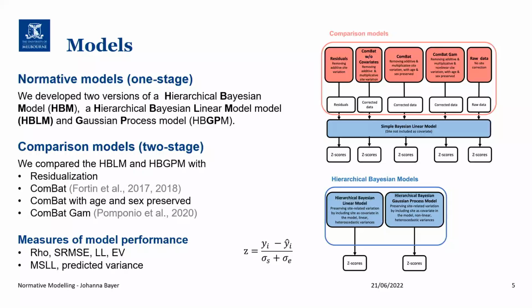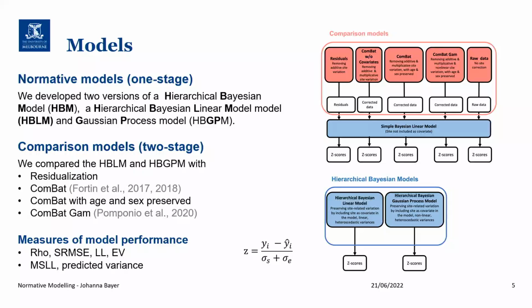Then I thought I would like to know whether my normative modeling approach actually compares to other methods that are out there to correct for site effects. I looked at different methods that I could find. Many people use a residualization approach, so just regressing out site. Spoiler, I would not recommend that. And then there is ComBat. ComBat has the option to preserve age and sex. And then there's a new version of ComBat, ComBat-GAM, which is a nonlinear version of ComBat.